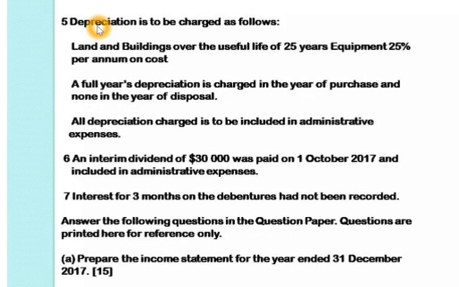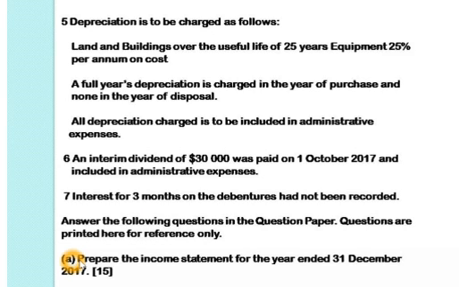The fifth point states depreciation is to be charged as follows: land and building over the useful life of 25 years, equipments 25% per annum on cost. A full year's depreciation is charged in the year of purchase and none in the year of disposal. All depreciation charges are to be included in administrative expenses. Sixth, an interim dividend of $30,000 was paid on 1st October 2017 and included in administrative expenses. Seventh, interest for 3 months on the debenture has not been recorded.